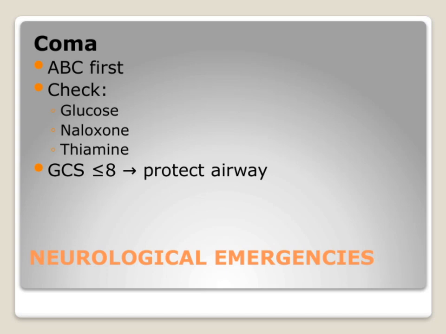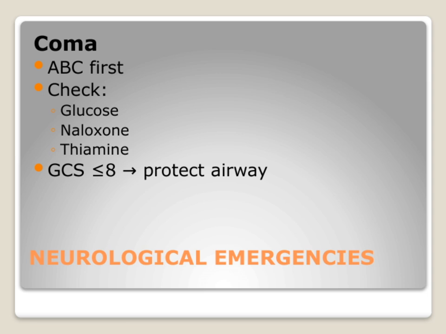When approaching a patient in a coma, the first step is always to follow the ABCs: airway, breathing, and circulation. Ensuring the airway is open and protected is critical before moving on to other assessments. Next, check the patient's blood glucose level, because hypoglycemia is a common and reversible cause of coma. If glucose is low, administering glucose can quickly improve their condition. Simultaneously, consider the possibility of opioid overdose, so administering naloxone can be life-saving if opioids are involved.